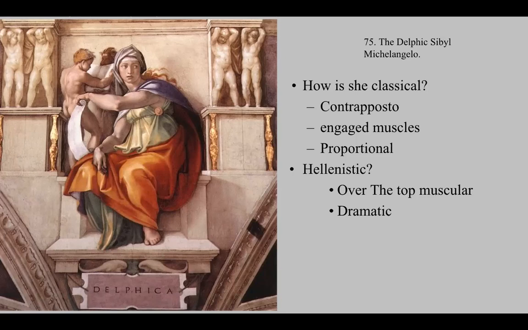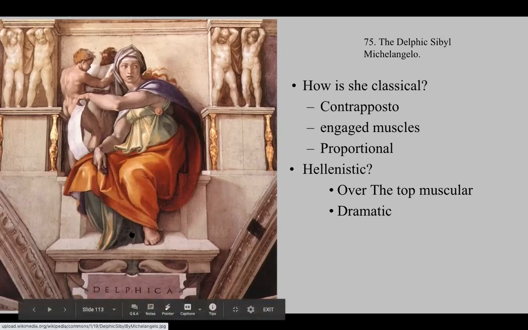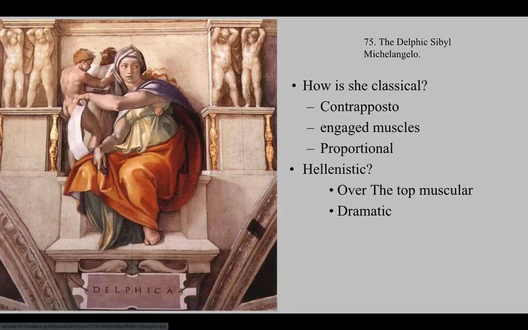So how is she classical? She's got contrapposto, she's got engaged muscles, she's proportional. You could probably even say she's pretty calm. I think she has a little bit of the terribilità, a little bit of that stern expression in her face. She looks kind of annoyed, doesn't she?